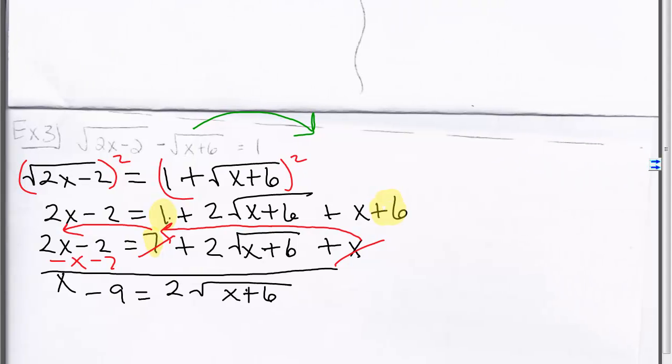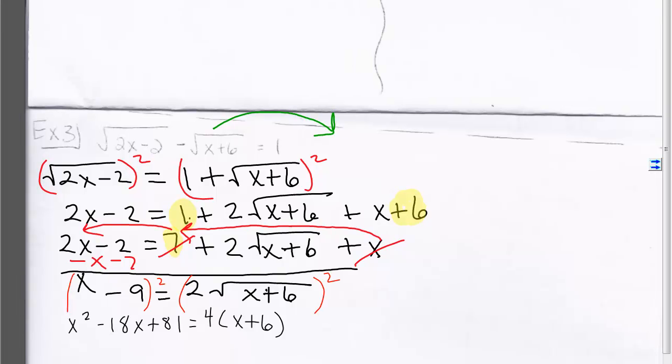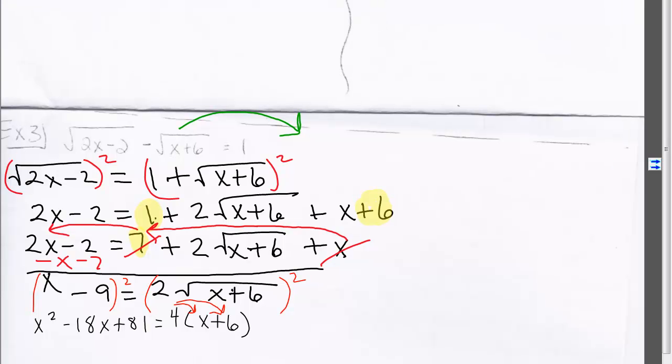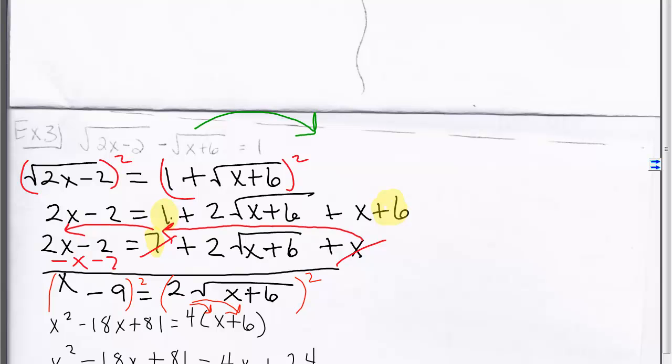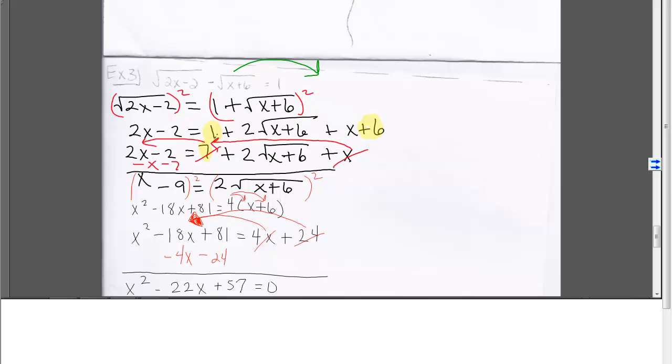This gives us x minus 9 is equal to 2 times the square root of x plus 6. Square both sides. This is going to give us a quadratic equation. We need to distribute the 4. Now we need to move everything to one side of the equation and set it equal to 0. We have x squared minus 22x plus 57 equals 0.